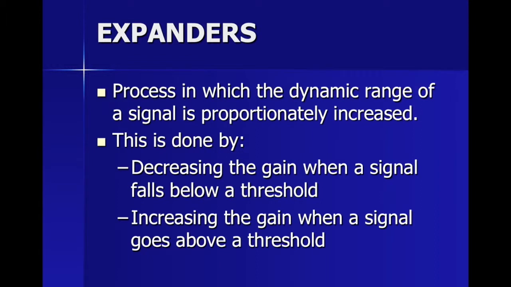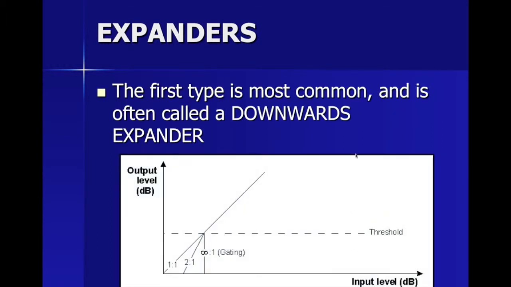Now, the other thing an expander can do to increase the dynamic range is to turn a signal up when it goes above the threshold, and we call that upwards expansion. Not used very often at all. So downwards expanders are much more common.